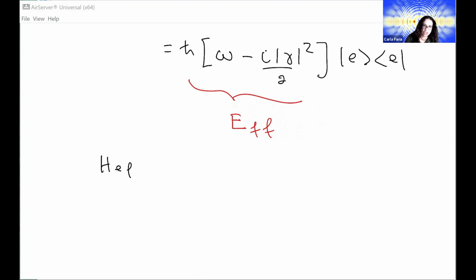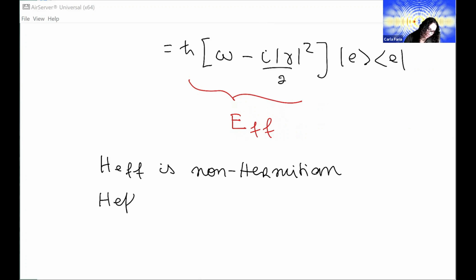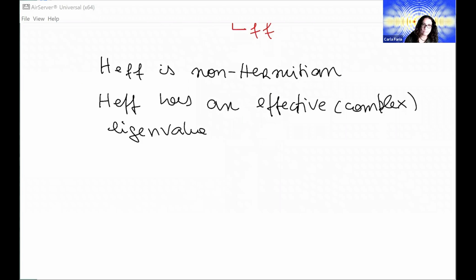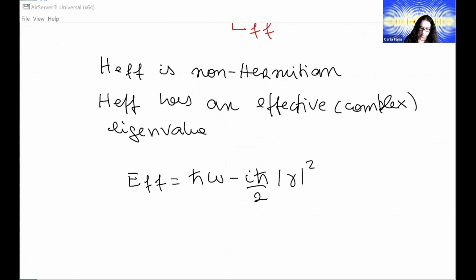So you have H effective is non-Hermitian, and H effective has an effective complex eigenvalue, which is given by E effective, H bar omega minus i H bar gamma squared over 2.